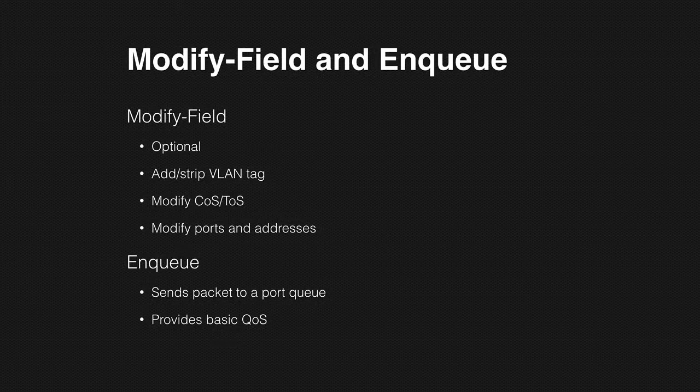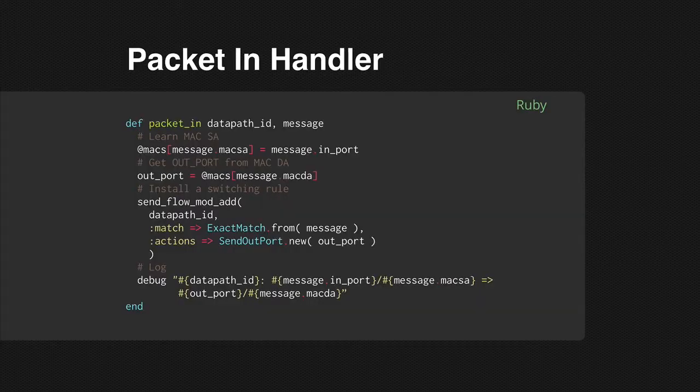Let's check again the code snippet we've seen in the previous episode. This time it is much clearer what the sendFlowModAdd function does. It sends a message from the controller to the switch. And we can see the data path ID, that is a switch identifier, provided with a match structure and an actions list to be entered in the flow table.